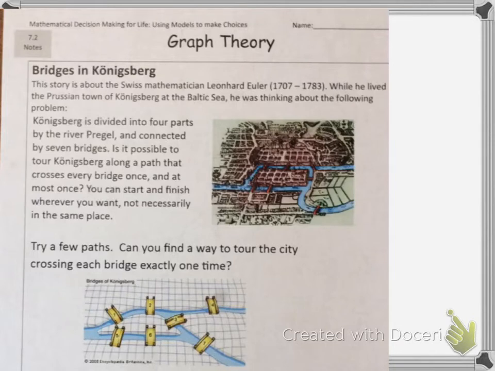So graph theory, when we talk about it, we usually start talking about a mathematician whose name was Leonhard Euler. His name is spelt this way. It doesn't really look like Euler, but that's how you say it. He lived in a Prussian town called Konigsberg at the Baltic Sea, and it had a river running through the town and a ton of bridges to go over the river, 7 actually in this town.